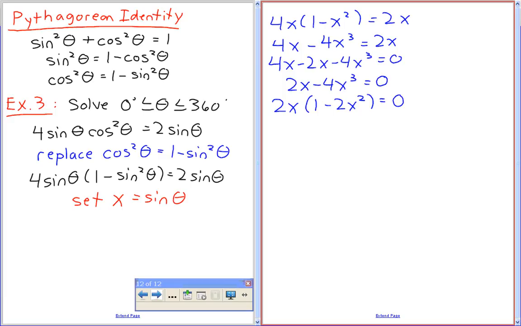Okay. This is still giving me a headache here. What can I do to solve this? We're almost there. We're so close. What are my roots going to be here now? I'm just going to solve this the way we did, because I can't do anything with this right yet. So I'm going to say this is 2x equals 0, so x equals 0. Over here, I'm going to have 1 minus 2x squared equals 0.